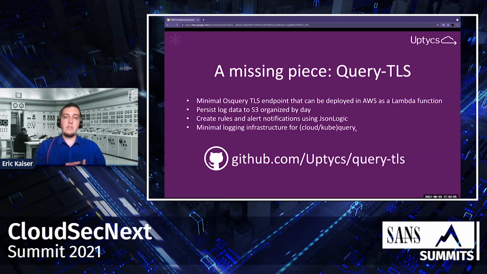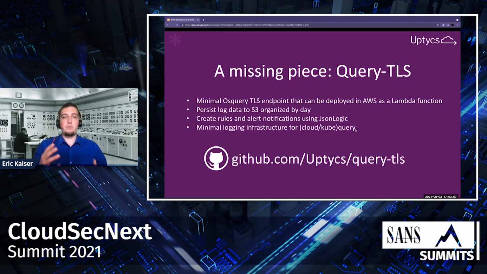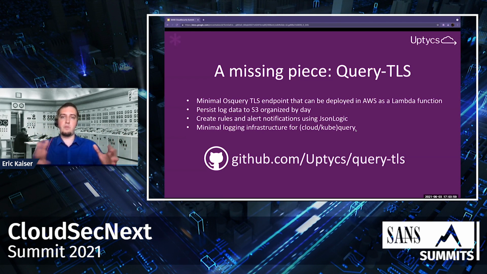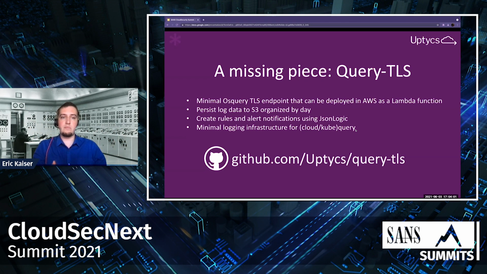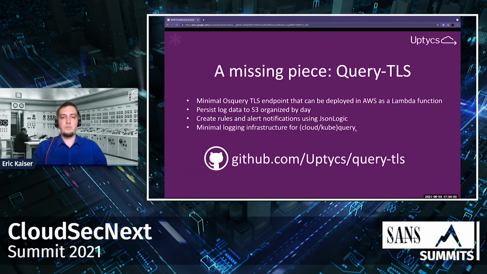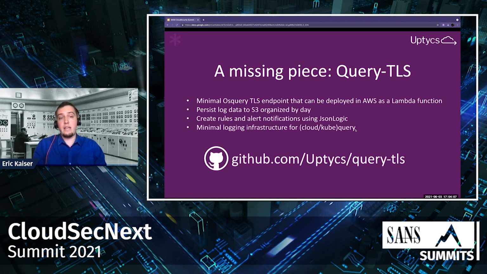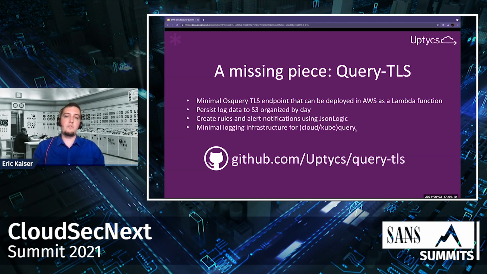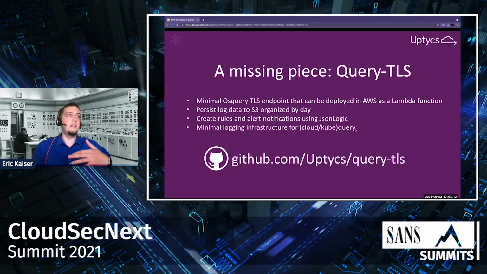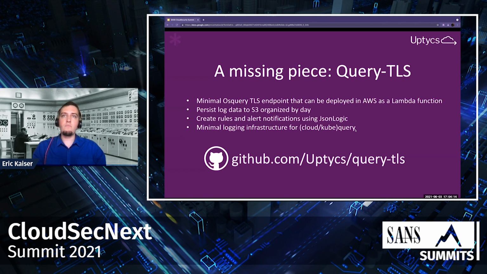So this is a Lambda function. It persists log data that comes from all of your endpoints to S3 organized by day. It allows you to create rule and alert notifications using JSON logic. And it was, again, designed as a very minimal logging infrastructure for cloud, cube, whatever query. All right.